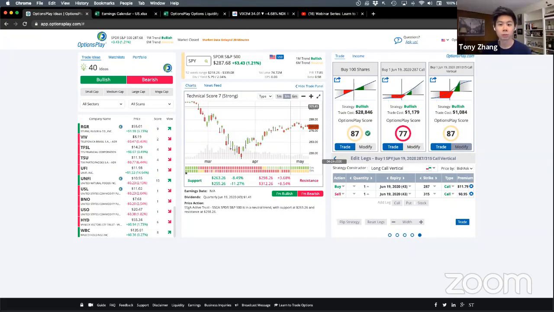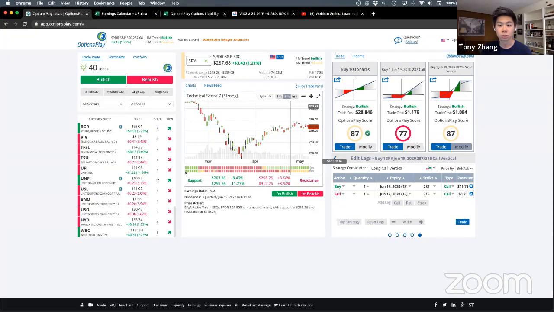Why sell a credit spread rather than selling a call? So selling a naked call has a lot of risk, right? If the markets do continue to move higher, you are taking on unlimited risk. Most people don't have the margin to sell naked calls. That's why we sell credit spreads.